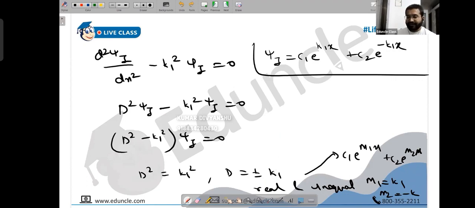So this is real. Now k1 is real, minus k1 is also real, but k1 and minus k1 are unequal. So whenever you have real and unequal roots, you write c1 e raised to m1x plus c2 e raised to m2x, where m1 and m2 are the roots. m1 is plus k1, m2 is minus k1. Okay? Sure. Yes, sir. Next.